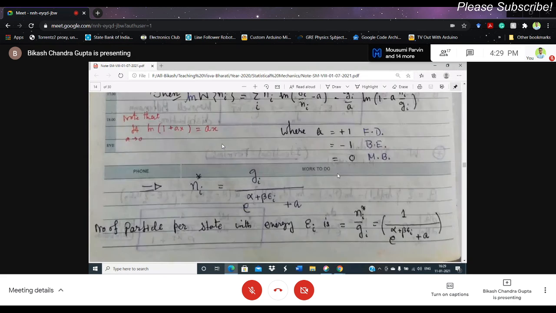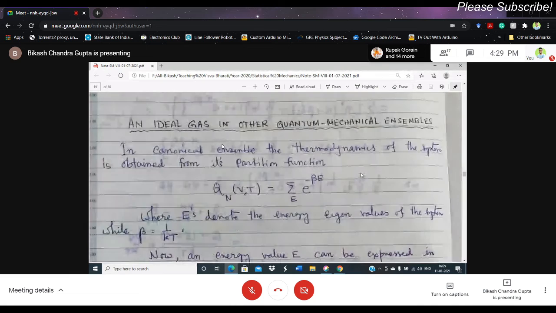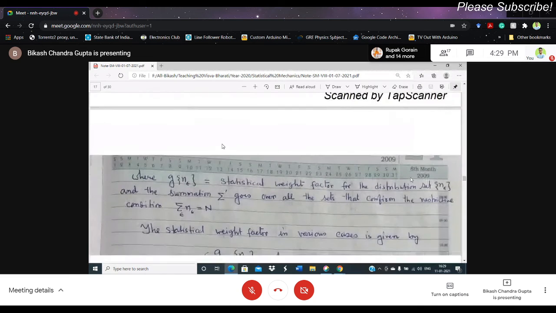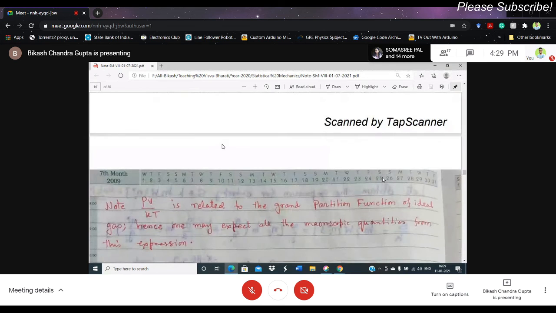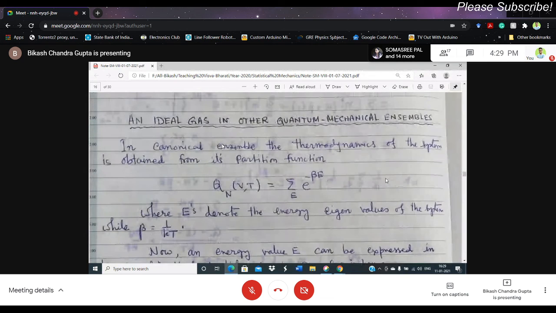Because in the next class I will not start something new again now. I'll start in the next class. This part I'll start in the next class: ideal gas, other quantum mechanical ensembles.